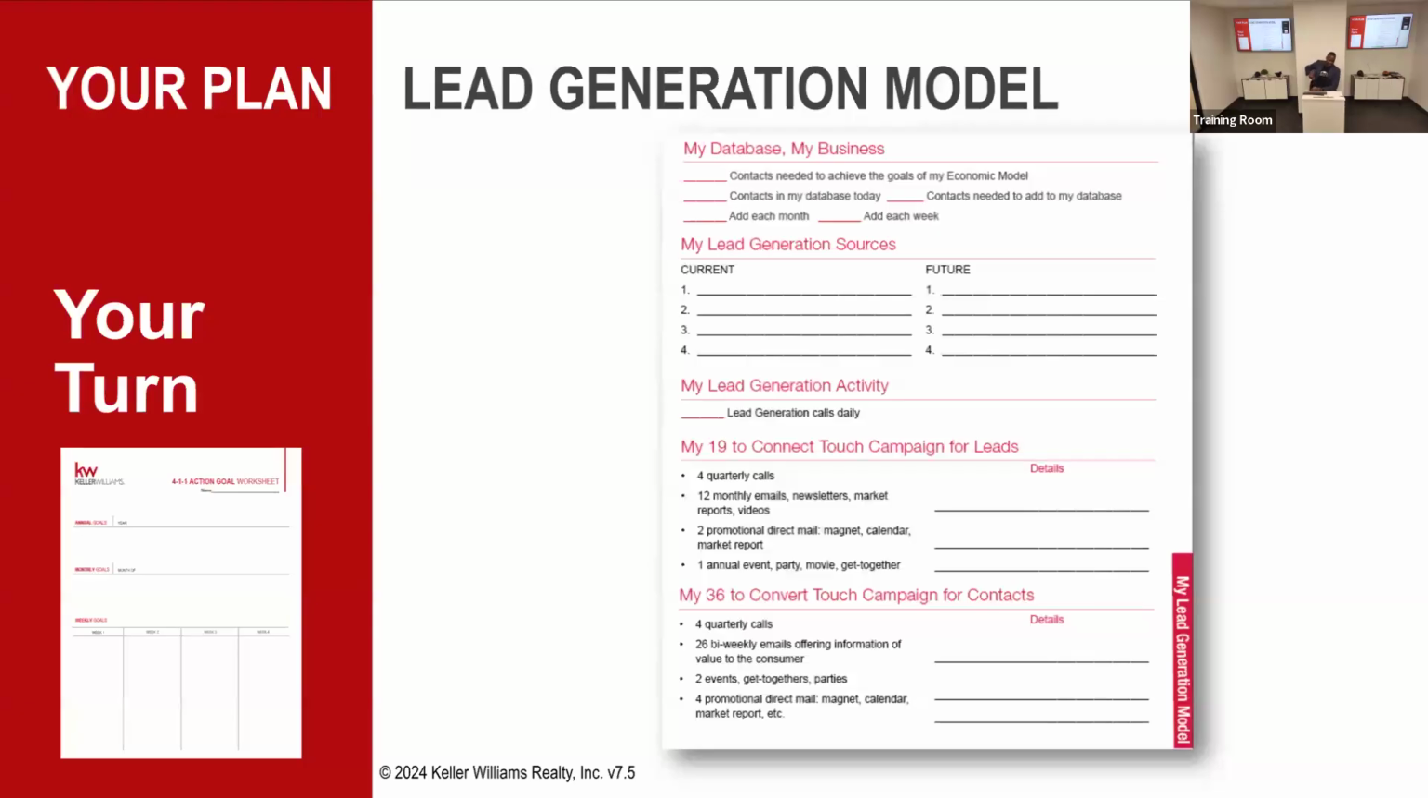So if I have 10 appointments, I'm going to divide it by 0.06. And then I'm going to divide it by, let's say 80%, means I need to have 208 people in my database, as an example. Now I know what to fill in here, how many contacts I need. This is all part of the business plan, folks. So how many contacts needed to achieve my goal? How many contacts do I currently have? How many contacts do I need to add? How many do I need to add each week, each month?